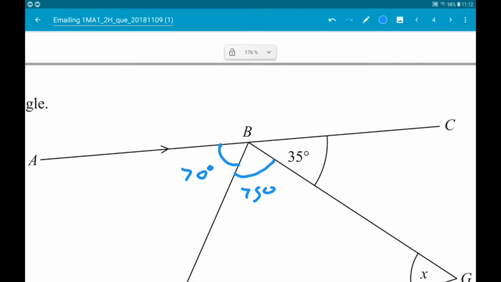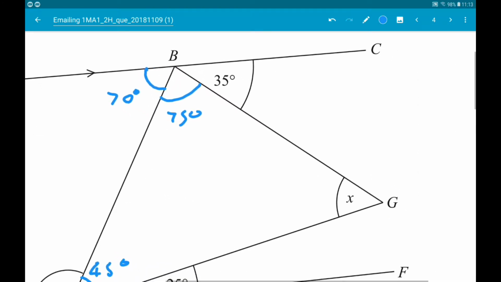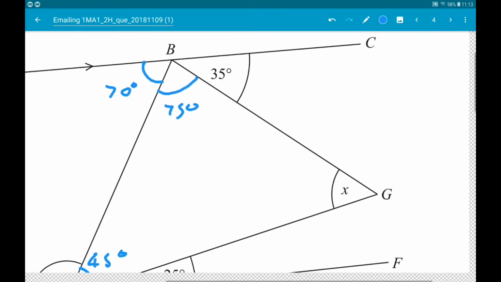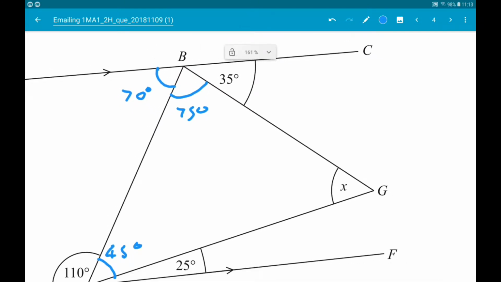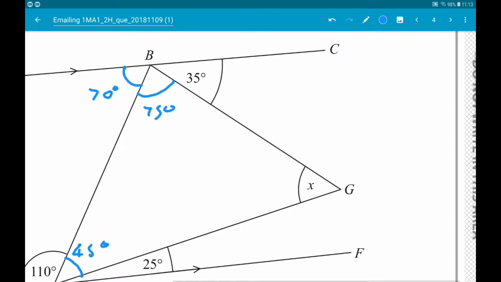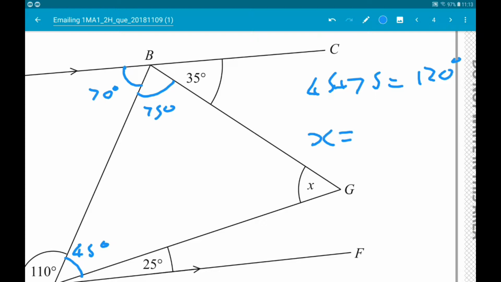Now we know 2 of the 3 angles inside a triangle. So angles inside a triangle must add to 180. So 45 add 75 is 120. So X has to be 60 degrees.